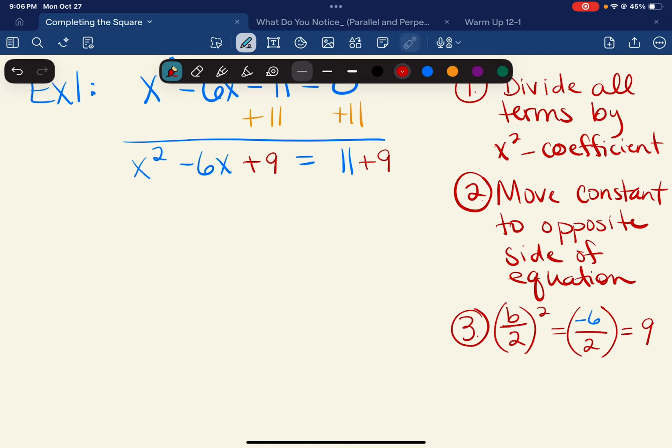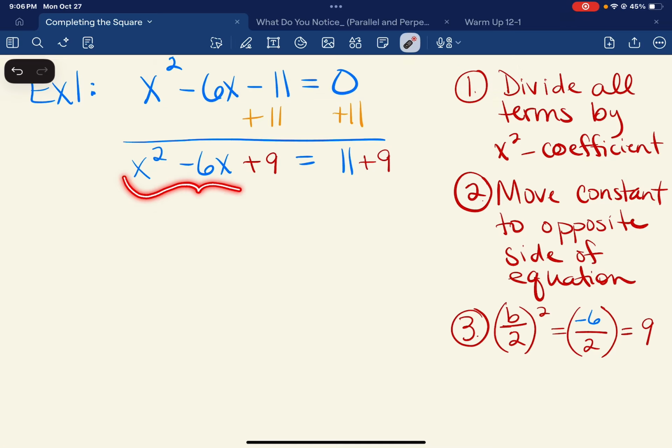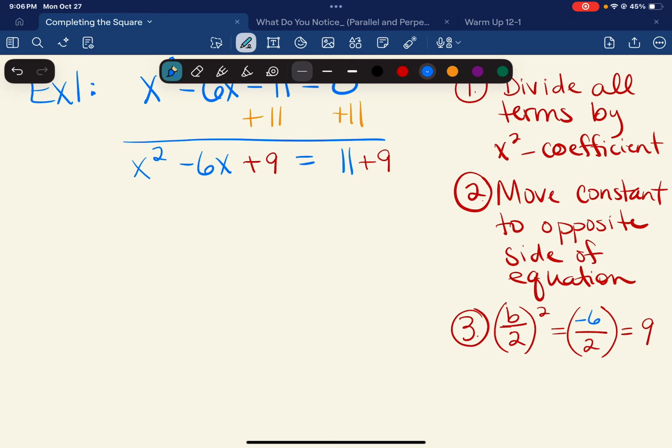Now, why did we do that? Because what we just created was a perfect square trinomial. The square root of 9 could either be a positive 3 or a negative 3, right? And you can see right here by our b value, if we took negative 3 and multiplied it by 2, we would end up with negative 6. So that perfect square trinomial always factors into this pattern right here.